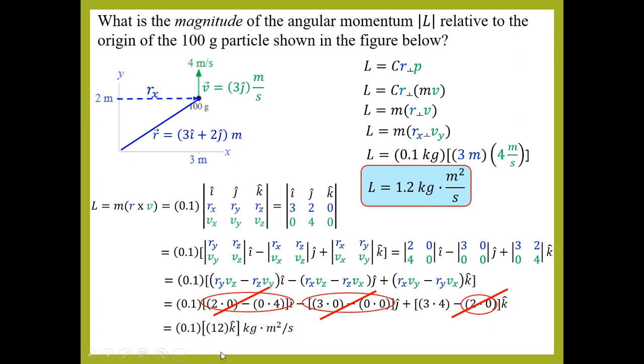All right. Other than that, we just carry it down as 0.1 times 12. And in this case, in k hat, and the unit for angular momentum is kilogram meters squared per second. But we don't really need to concern ourselves with the direction because the question originally in the statement asked for just the magnitude. So really your answer would just be 1.2 with the proper units there. Okay, you don't need the k hat and stuff like that. All right, I hope that helps. Let's move on to another example.